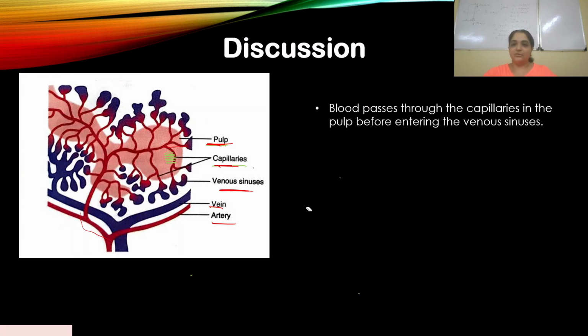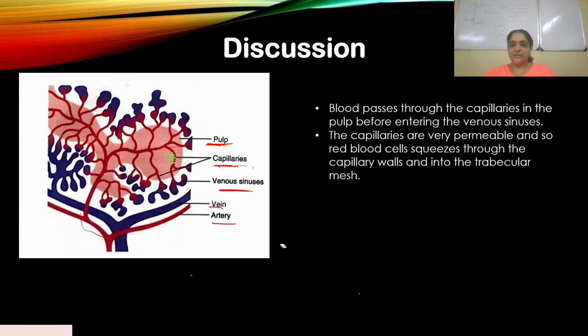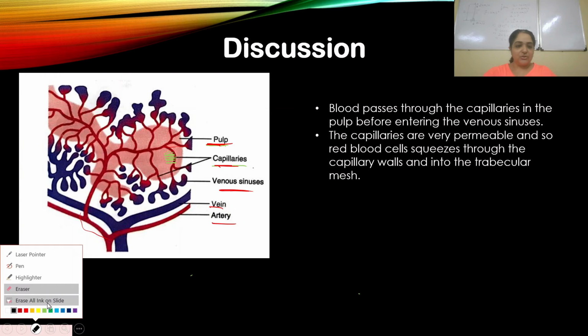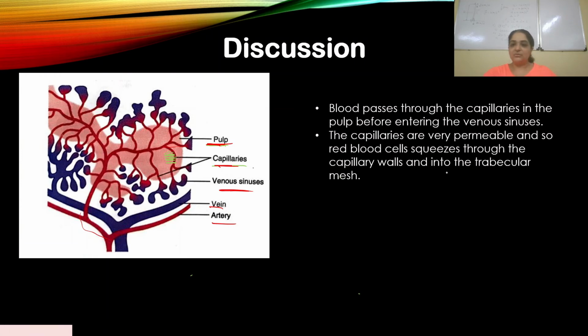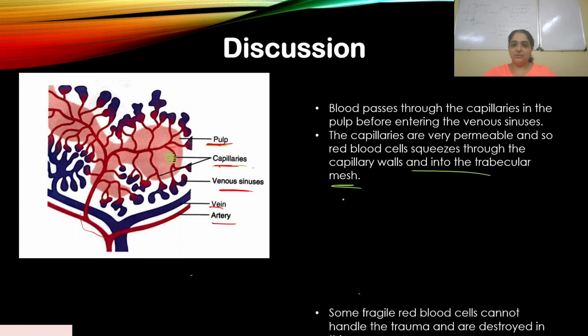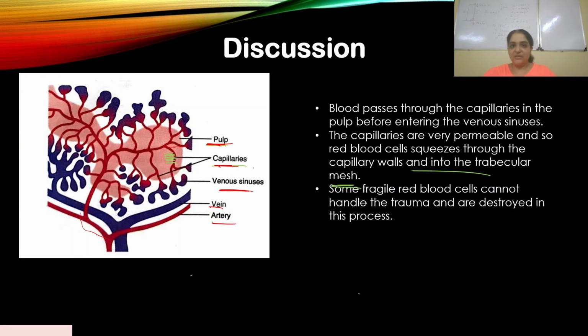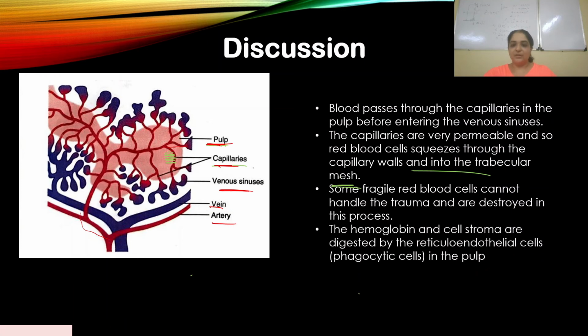So blood passes through the capillaries in the pulp before entering the venous sinuses. I've already explained that to you, and the capillaries are very permeable, so the red blood cell squeezes through the capillary walls into the trabecular mesh. Not all the fragile RBCs will be able to handle that trauma of being squeezed out into the trabecular mesh, and so they are destroyed in this process. And so the reticuloendothelial cells digest the hemoglobin and the cell stroma.